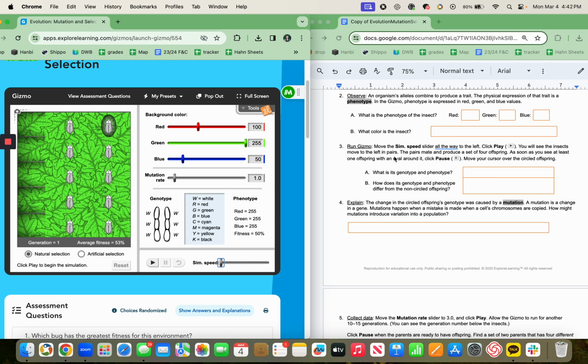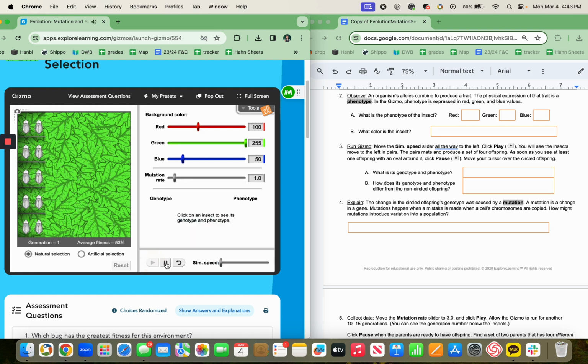And you'll see insects move to the left in pairs. So insects will move here, pair up, and then they'll have little baby insects, four offspring. It says, as soon as you see at least one offspring with an oval around it, click pause. And let's take a look at the genotype and phenotype of that. So I'm going to go ahead and push play.